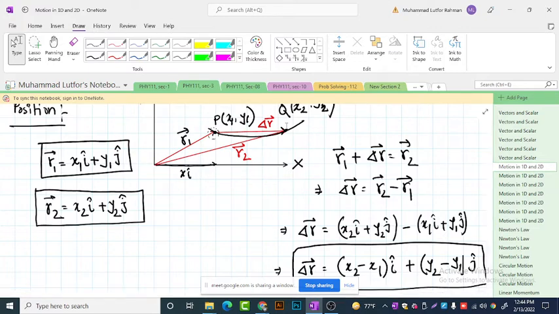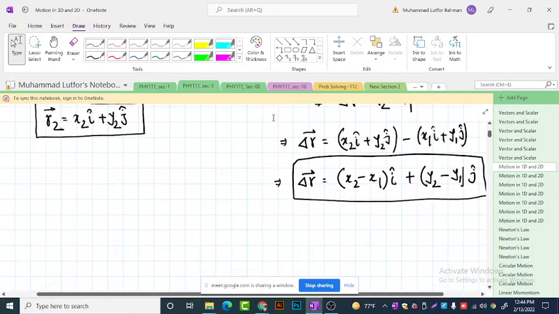That would be basically the distance, which is a scalar quantity, and distance would be the magnitude of that displacement vector del R. Now if you take the magnitude of that vector, you will find out the distance between the point P and Q, and you know how to find out the magnitude of that vector.